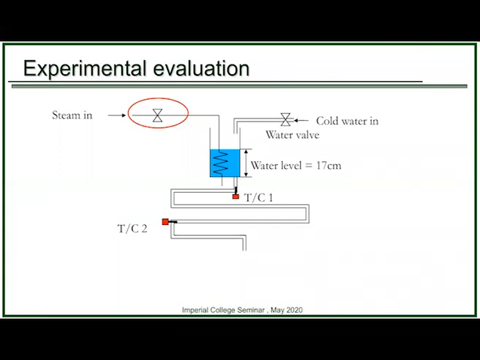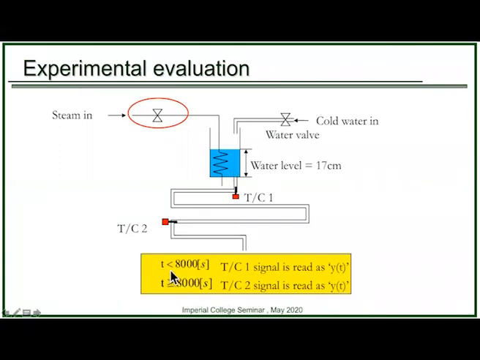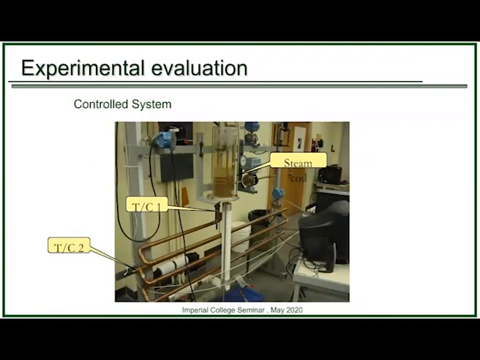Initially, for the first 8,000 seconds, we're going to use thermocouple 1 as the sensor signal for this control loop. And thereafter, we'll switch to thermocouple number 2. So when you switch from TC1 to TC2, the control task would be expected to be more difficult because of the time delay. Here is a picture of the equipment as it exists in the laboratory at the University of Alberta.